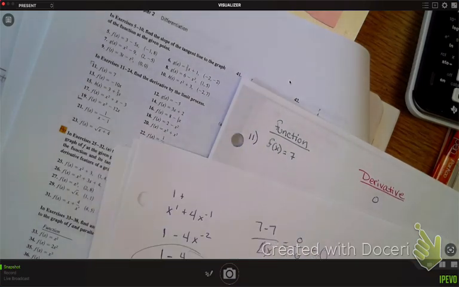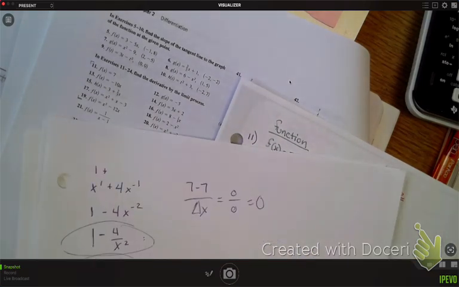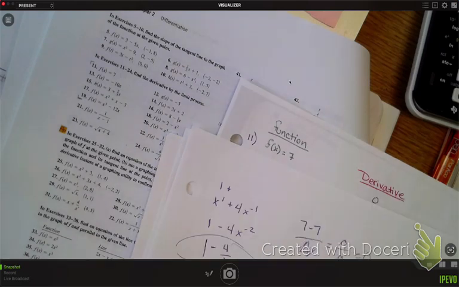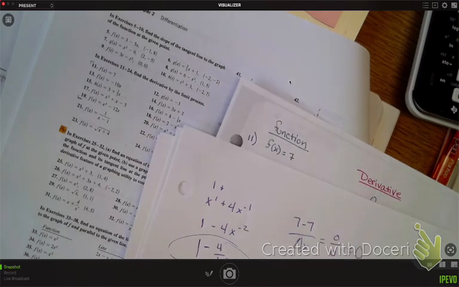I just keep forgetting to change x, even though it says it every single time. And it's the same thing for 12. Yep, same thing for 12.